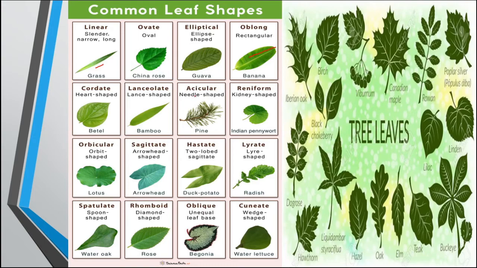Lanceolate, like in bamboo. Then needle-shaped leaf like in Pinus is known as acicular. Then reniform or kidney-shaped leaf is present in Indian pennywort. Then such a structure like lotus is known as orbicular. Then arrowhead-shaped, that is sagittate. Such a structure is known as hastate. This structure is known as lyrate. Such a structure is known as spatulate. This type of structure is known as rhomboid, like in rose. Then oblique, like in begonia. Then cuneate, that is water lettuce.